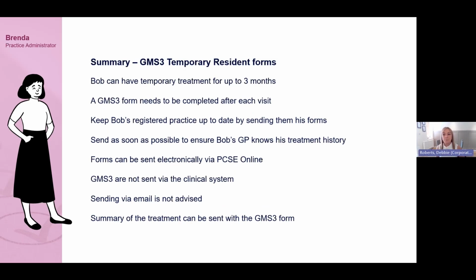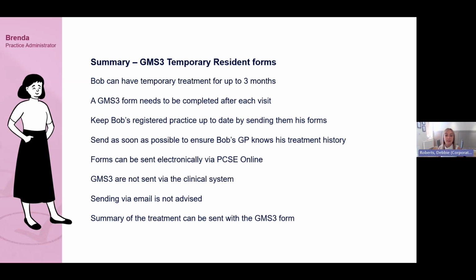Okay, so just a quick summary then on GMS3 forms. So Bob could have a temporary treatment for up to 3 months. A GMS3 form needs to be completed after every visit. She would need to keep Bob's registered practice up to date by sending them his forms, and she'll need to send them as soon as possible so Bob's GP knows exactly what treatment he's had.